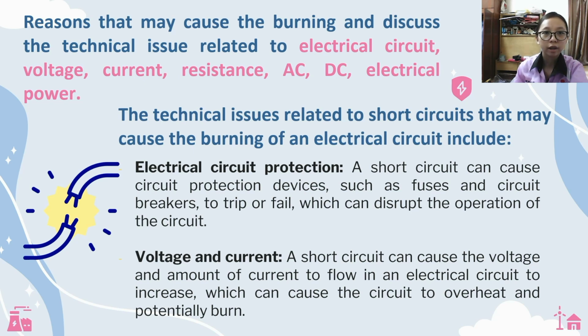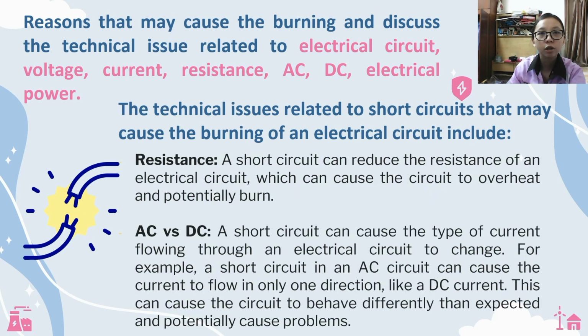In addition, voltage and current. A short circuit can cause the voltage and amount of current flowing in an electrical circuit to increase, which can cause the circuit to overheat and potentially burn. Furthermore, resistance. A short circuit can reduce the resistance of an electrical circuit, which can cause the circuit to overheat and potentially burn. Moreover, AC versus DC.